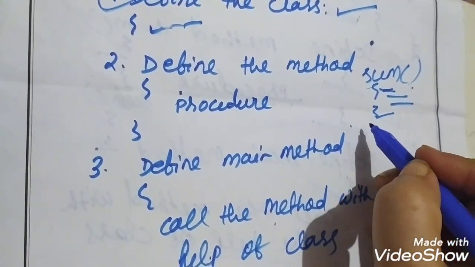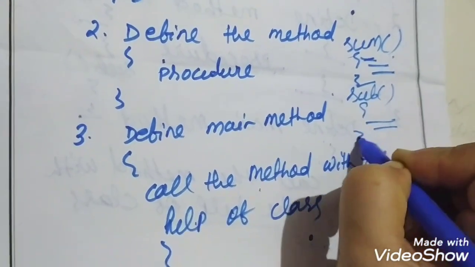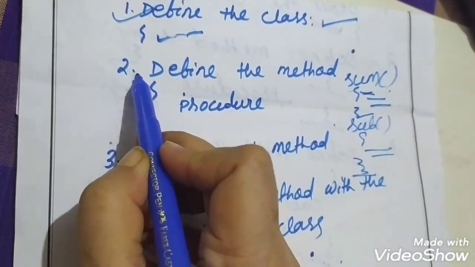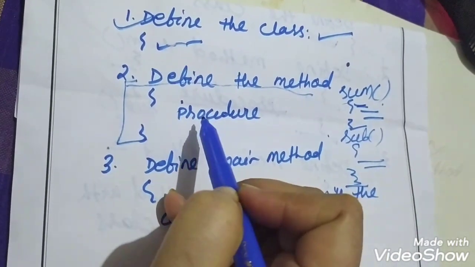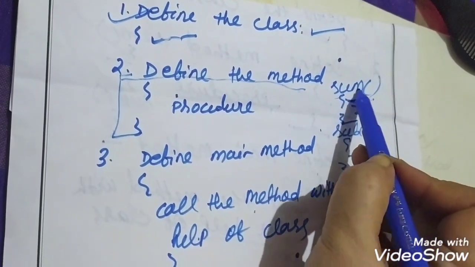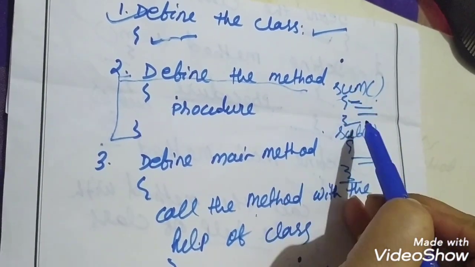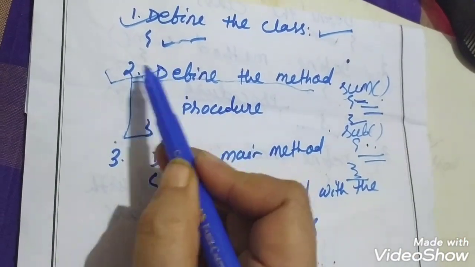Now comes to the steps again. So I have to write it here, subtraction method, then procedures, and then it will be completed. Okay, so my second step is over. So define the method. However many methods there are, that many methods you have to mention. Here I have two methods, sum and subtraction. So the sum method and subtraction method I finished, and the second step is over.